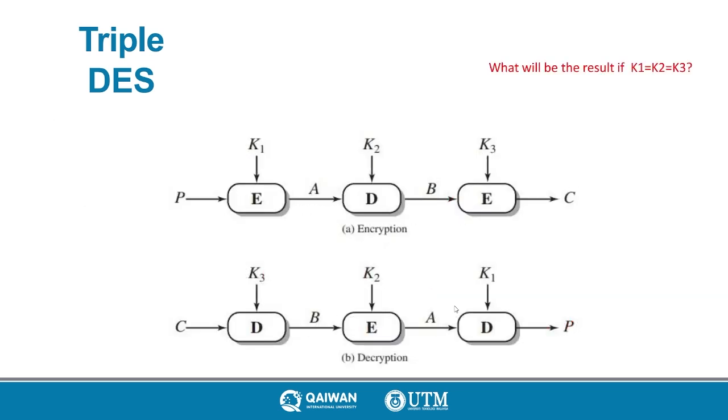Now, this is the process of triple DES. We have a plaintext. We will encrypt it using a key, then we will decrypt it using another key, then we will encrypt it using the third key, and then we will have our ciphertext. Now, in order to decrypt, we will start with the third key, we will decrypt it with this one, then we will encrypt it with the second key, then we will decrypt it using the first key. Now we will have the plaintext.